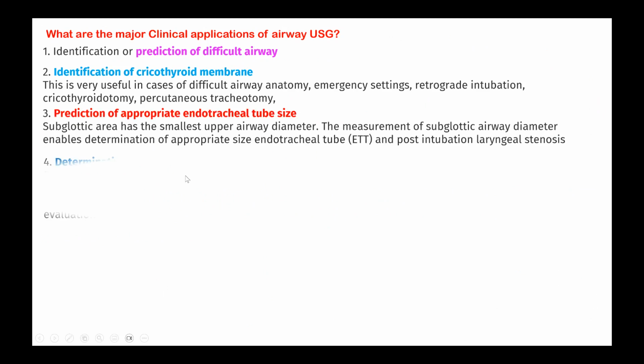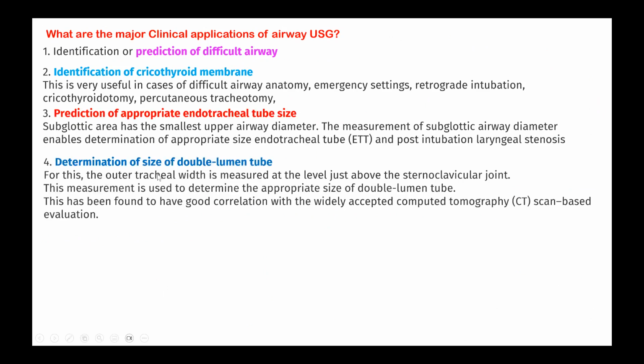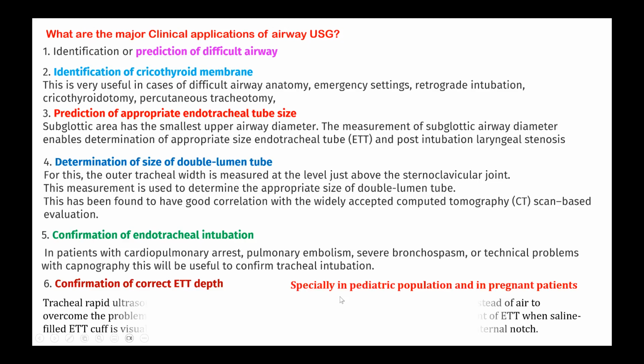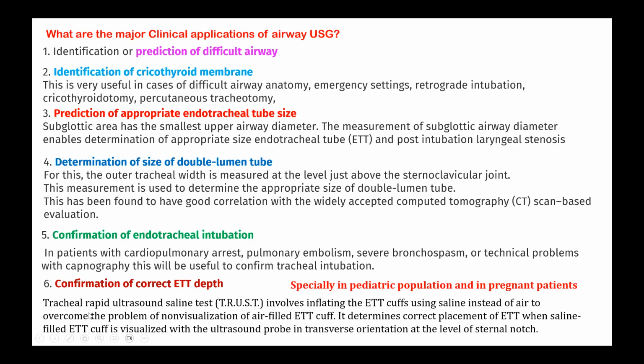And you can use it for appropriate endotracheal tube size determination, confirmation of endotracheal intubation, confirmation of correct ET tube depth, especially in pediatric patients because you can push the tube to one side. And the tracheal rapid ultrasound saline test, which is also used, inflates the cuff with saline, which will give a better penetration of the echo waves and give you a better visualization than an air-filled ET cuff. And this helps to assess the confirmation.